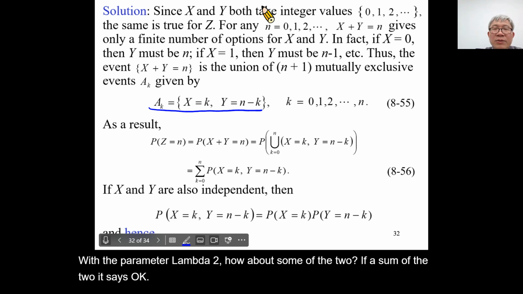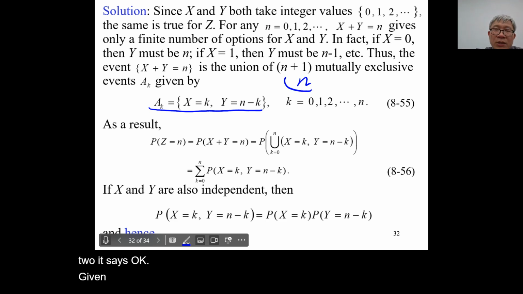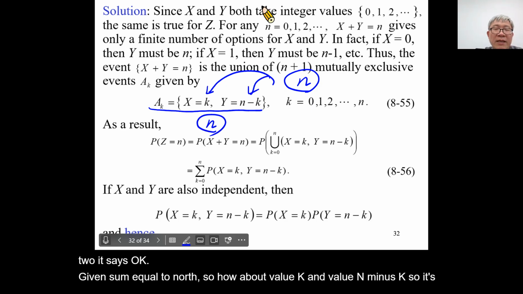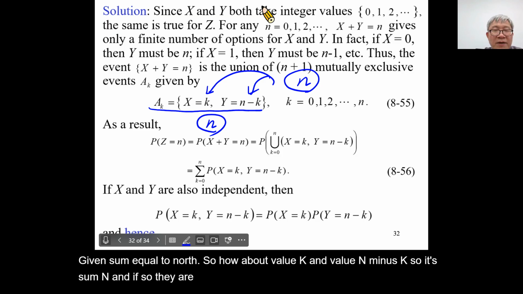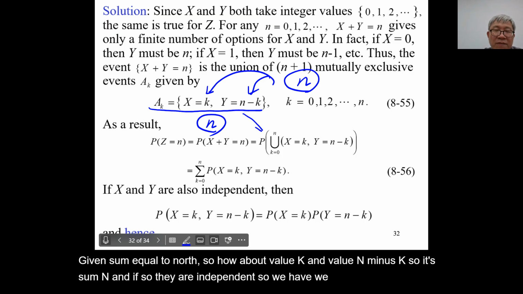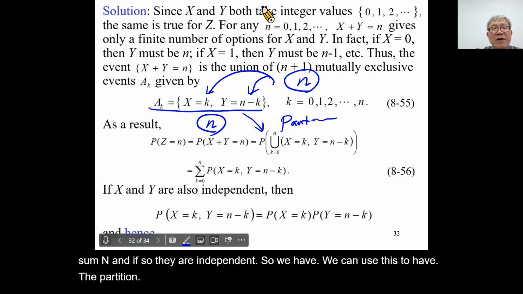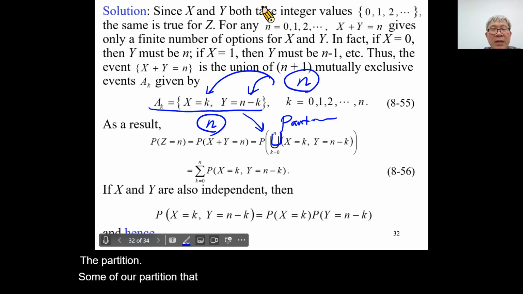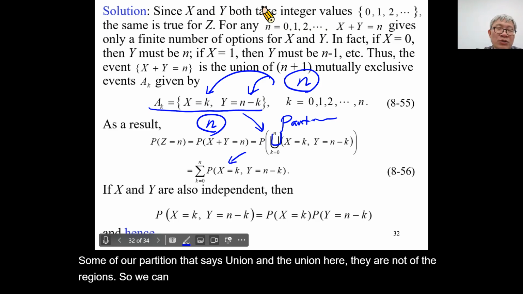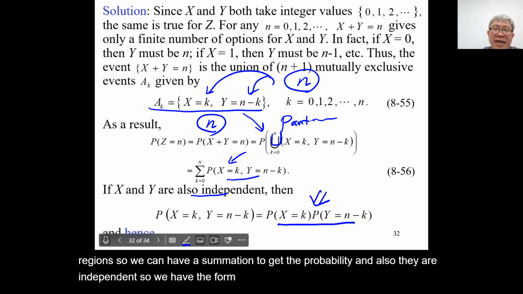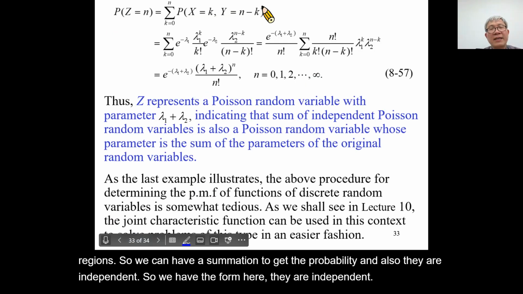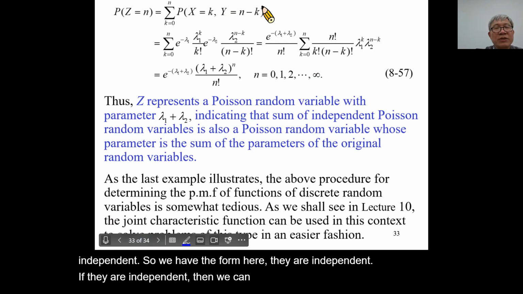Given the sum equal to n, how about value k and value n minus k. So the sum is n, and they are independent. We can use this to have the partition. The sum of all partitions says union, and the union here has disjoint regions, so we can have a summation to get the probability. And also, they are independent, so we have the form here.